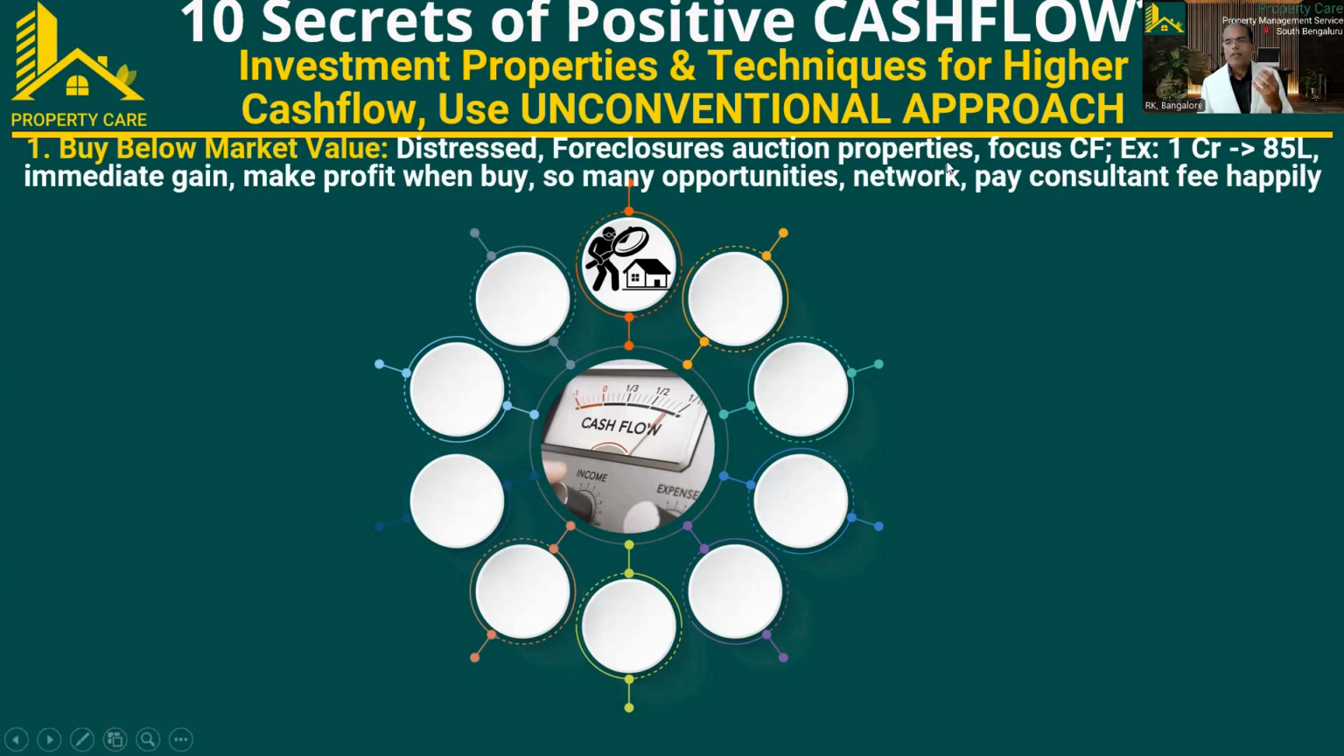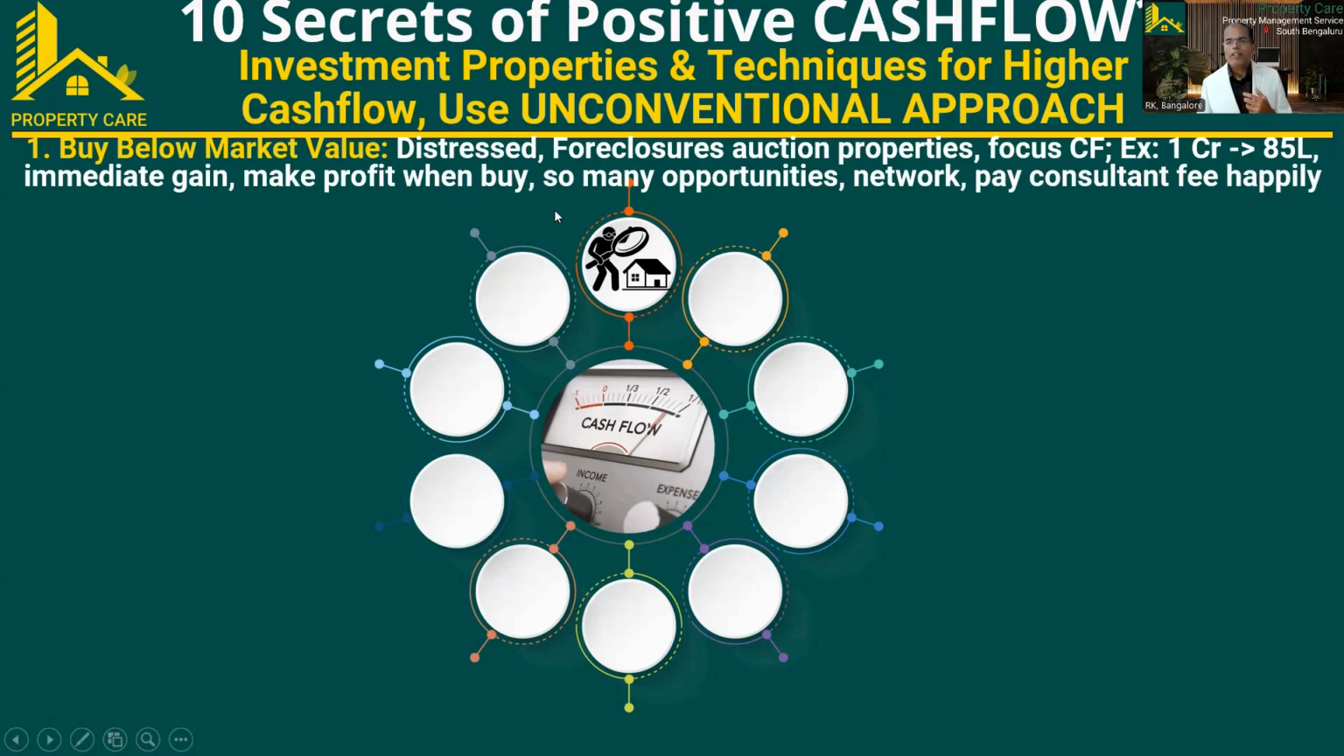So when buying this property, how do we get a return out of it? It's not simply buying it. You should look at a projection of 5 years, 10 years, 15 years, 20 years: when will I get a positive cash flow? For example, a 1 crore property we should buy for 85 lakhs. It's just an example, so that you get an immediate gain. You make the profit when you buy, not when you sell. So in the buying itself, we should be in profit.